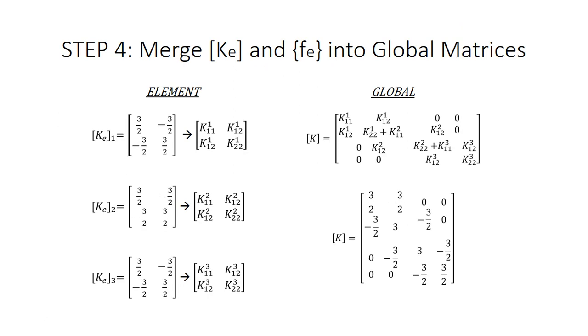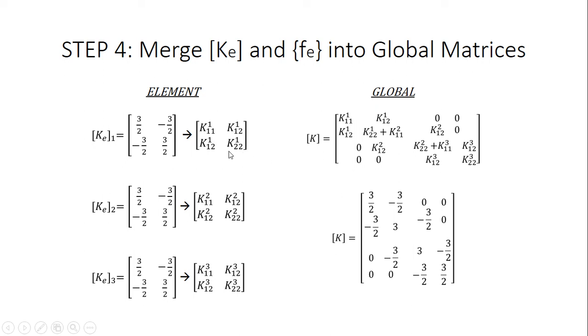Fourth step is we want to merge our element stiffness matrices and our F matrices for each element into a global matrix. And so in order to do this, we are going to look at the element form and we are going to merge it into the global form. So this is the element form of our stiffness matrix for each element. So element 1, element 2, and element 3. And so these take the form of K11 at element 1, K12 at element 1, K12 at element 1, and K22 at element 1.